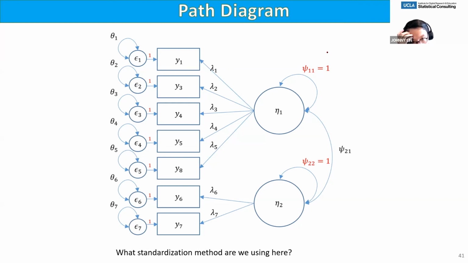Are we using marker or variance standardization? Variance standardization, right? Can we use marker? Of course. Can you mix and match? You can. I think you can do one here and then do variance one here, but I wouldn't recommend it. I just basically choose one.